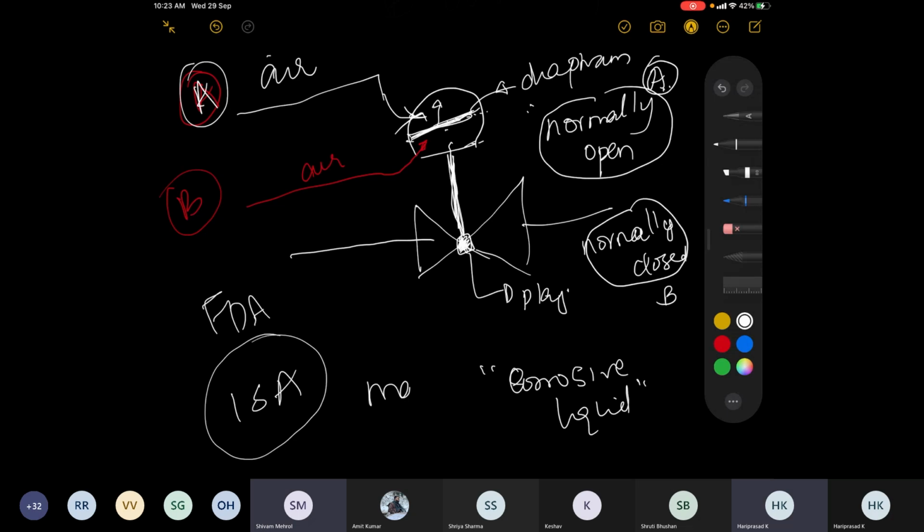Perfect. So what could be the reason for that? Sir, because the liquid that is given to us is corrosive, so we don't want it flowing continuously because it can damage the pipeline.